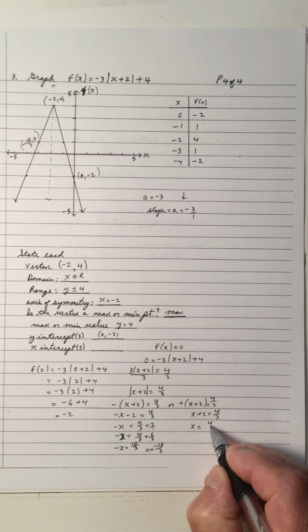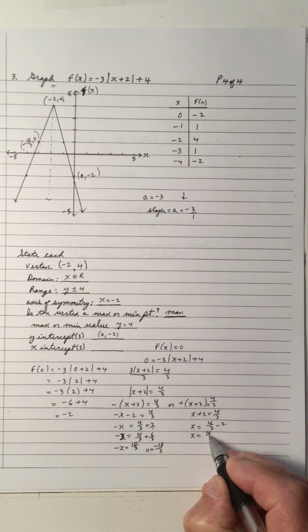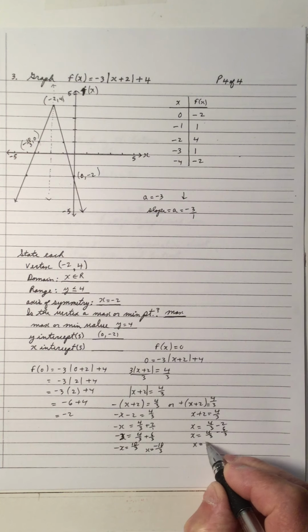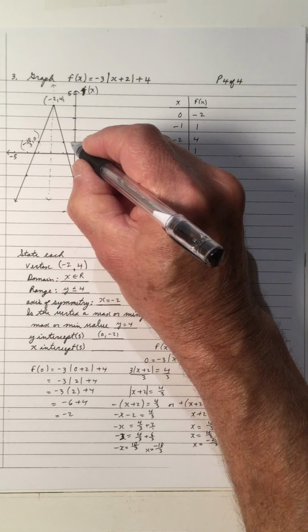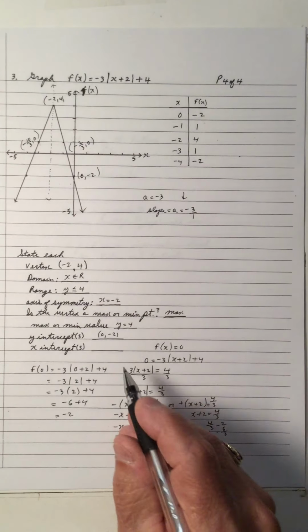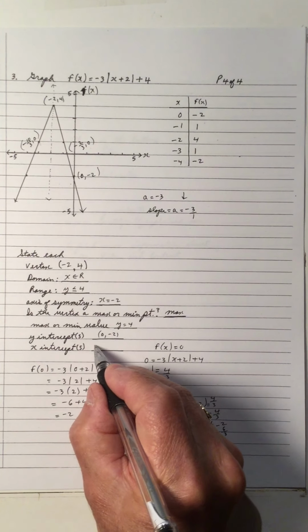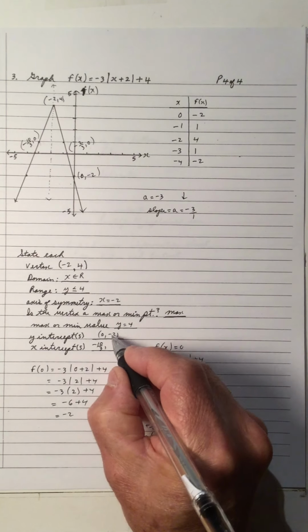And the other one, x plus 2 equals 4/3. X equals 4/3 minus 2. X equals 4/3 minus 6/3. X is -2/3. So this one right here, x is -2/3, y is 0. So we found the x-intercepts. And the x-intercepts are, you could say, -10/3 and -2/3.